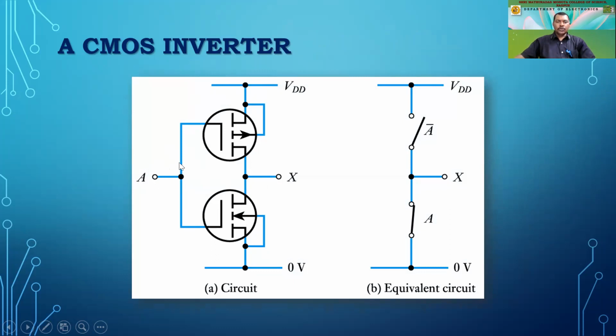Whenever we apply zero, this MOSFET will work and the positive supply will come across to this output X, and the other will be in the off state, right? When we apply high, this one will be off and the other will be on, so the ground will connect over here and the output will become zero. So when we apply one, this switch is off and this switch is on, so that the ground is connected to output X, and the output will be low at this stage.